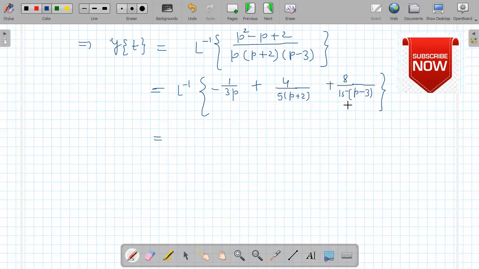Now take the Laplace inverse of each term. Laplace inverse of this term is minus 1 upon 3 only, and its Laplace inverse is 4 upon 5 e raised to the power minus 2t, and its Laplace inverse is 8 upon 15 e raised to the power 3t. That's all. This is the required answer of the given ordinary differential equation.